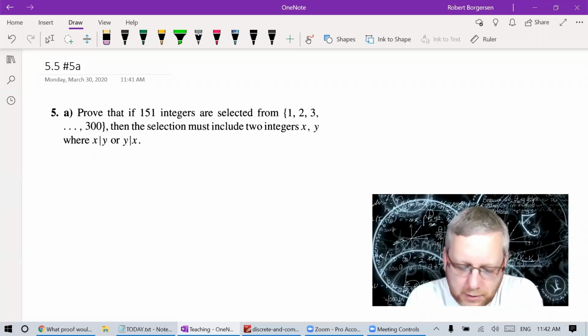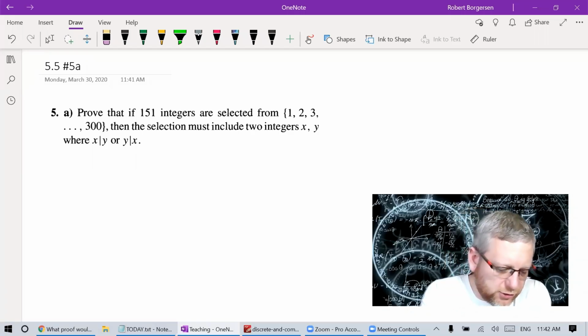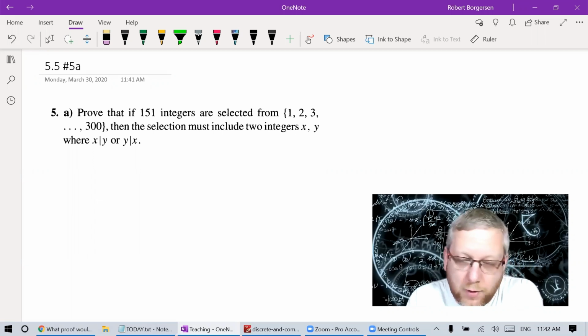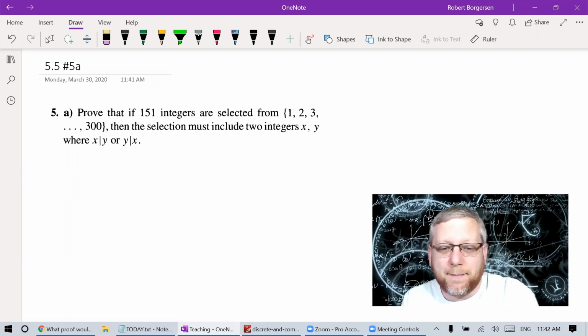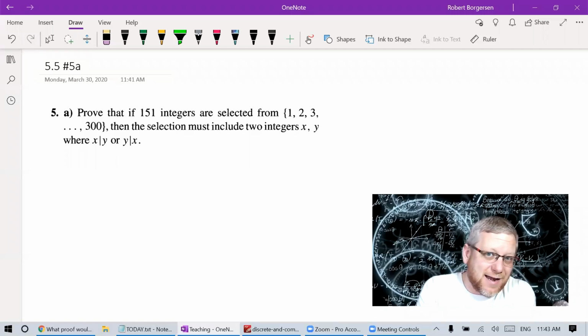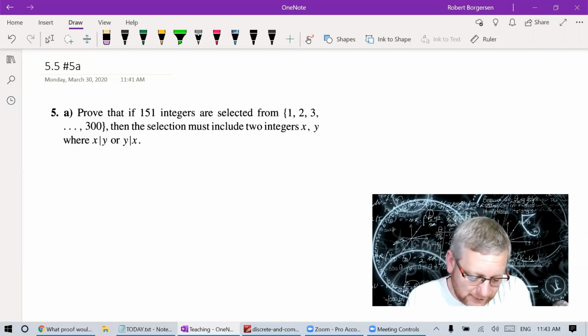All right, hello everybody. We've got a request for this question, section 5.5, number 5a. Prove that if 151 integers are selected from the numbers 1 through 300, then the selection must include two integers x and y, where x divides y, or y divides x. Now the trick to this proof involves how many powers of 2 are in each number, or more specifically, whether the number is even or not, and how even it is, like how many multiples of 2 are in it.